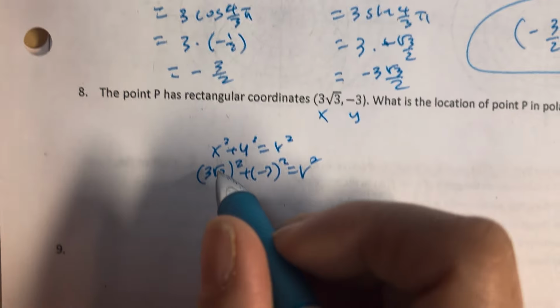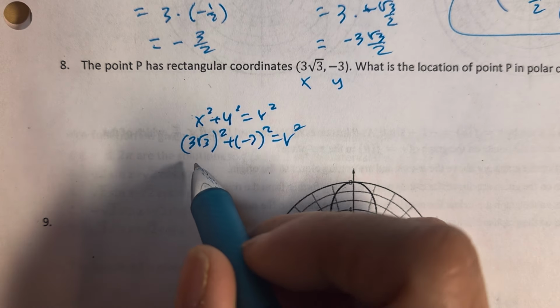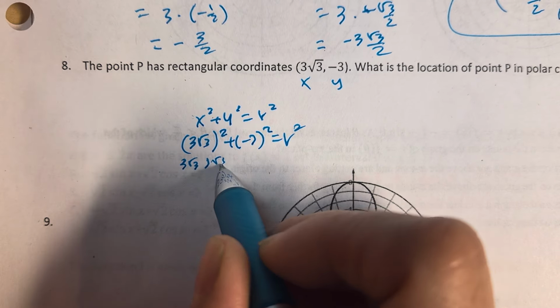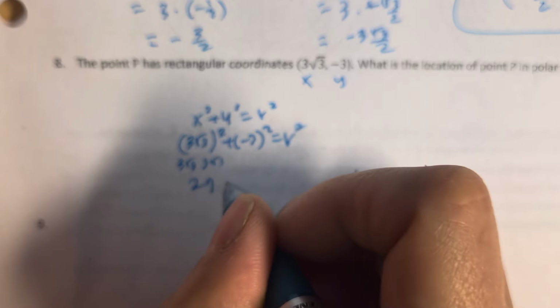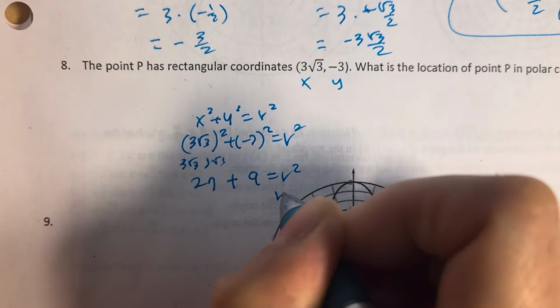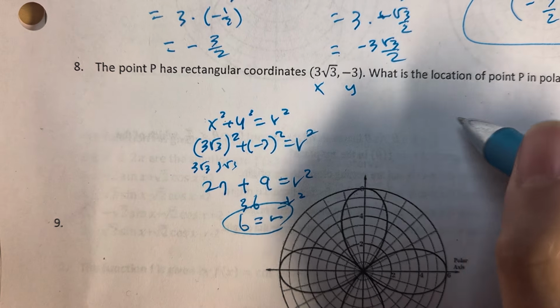Be careful here. Square is you multiply that 2 times. So 3 square root of 3 squared is going to be 3 radical 3, 3 radical 3 multiplied together. That's 9 times 3 is 27. R squared is 36. R is 6. Whew. All right, what about theta?